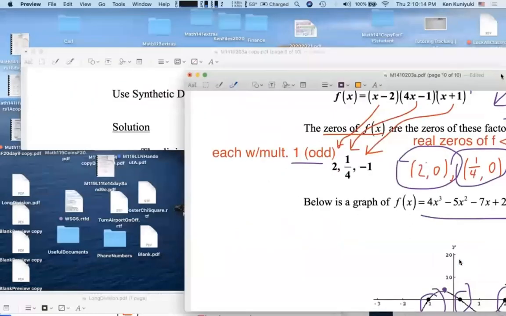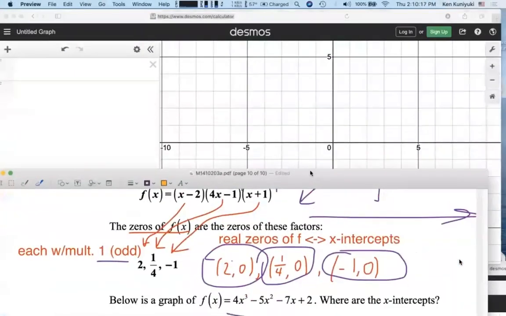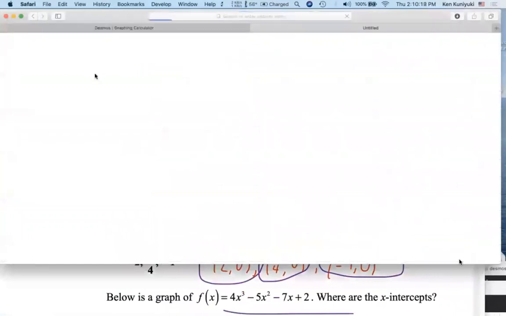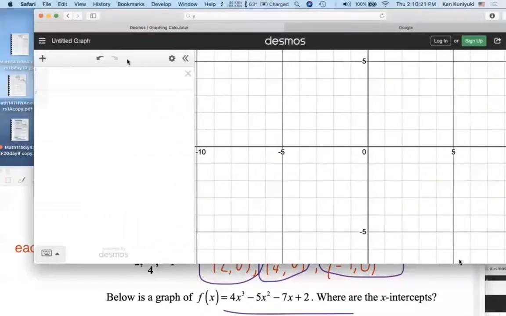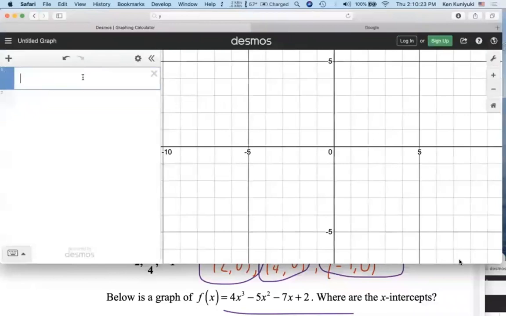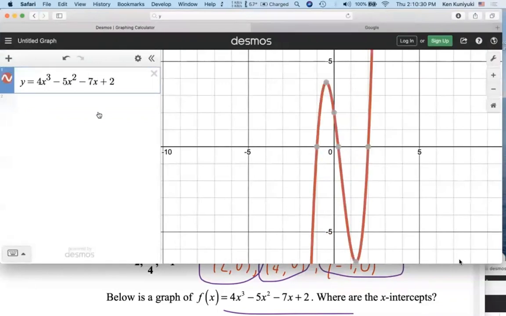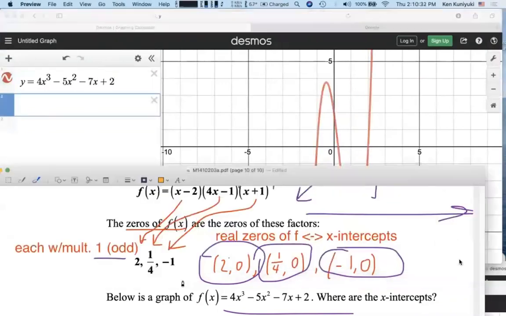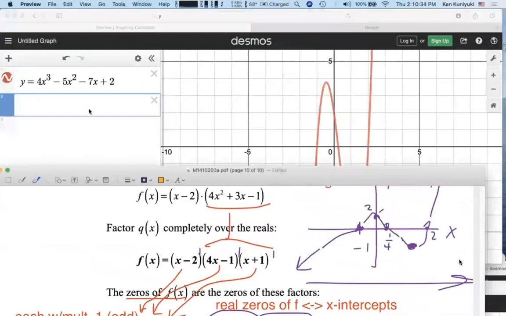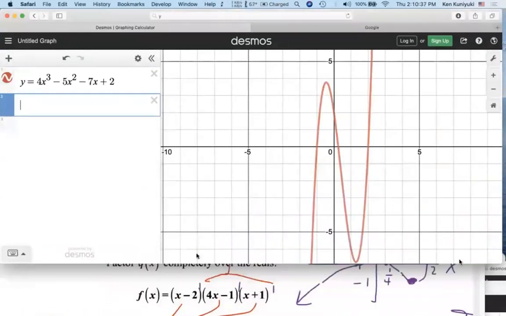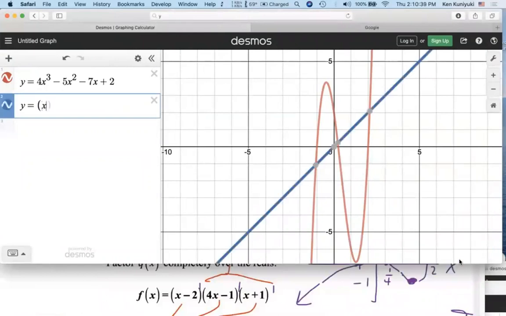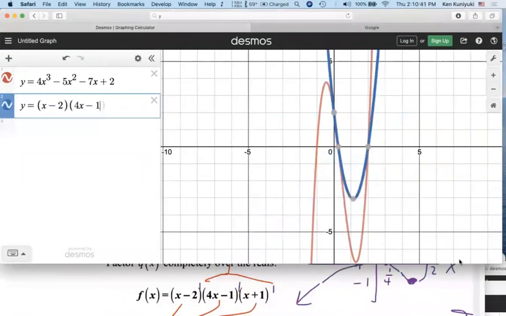Let's go to Desmos. Here's an even nicer graph. Y equals 4x cubed minus 5x squared minus 7x plus 2. Let's verify that our factorization was correct, by the way. We claimed the factorization was y equals x minus 2, and then 4x minus 1, and then x plus 1. There you go. Looks like a match.